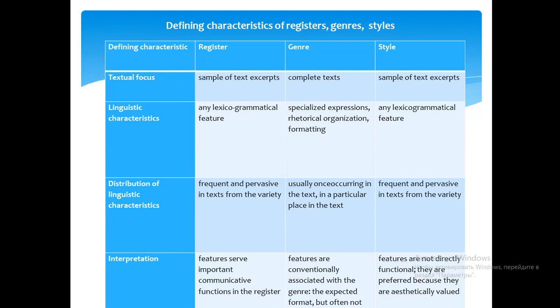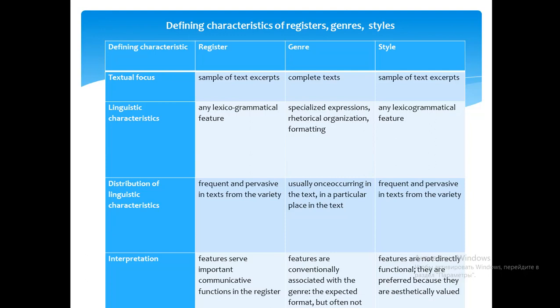As shown in the table, the three perspectives differ in four major ways with respect to: first, the texts considered for the analysis, the linguistic characteristics considered for the analysis, the distribution of those linguistic characteristics, and the interpretation of linguistic differences.